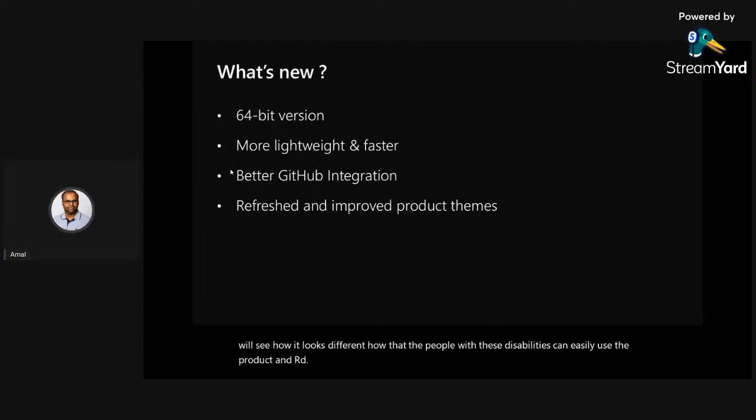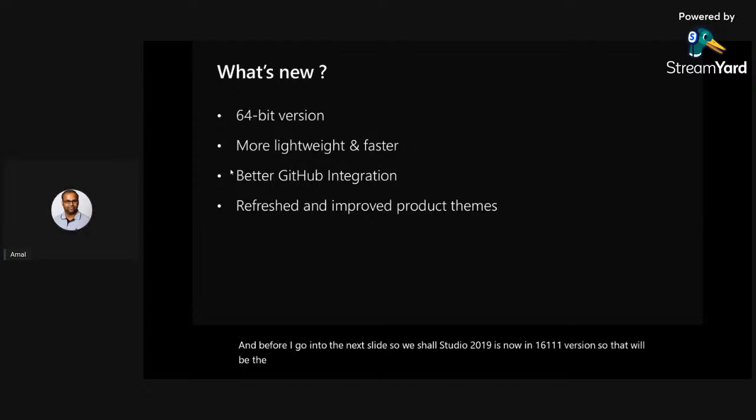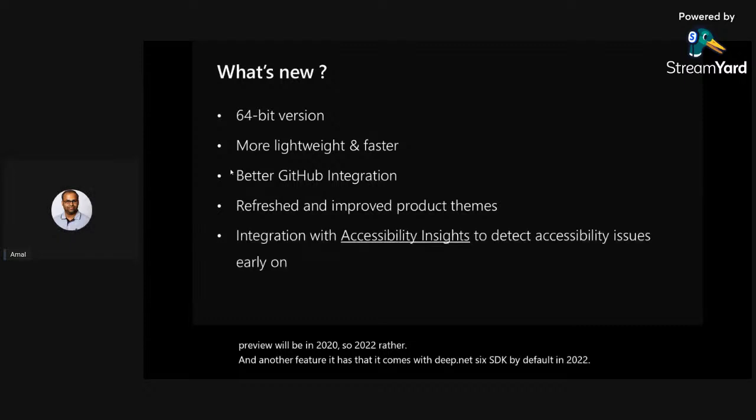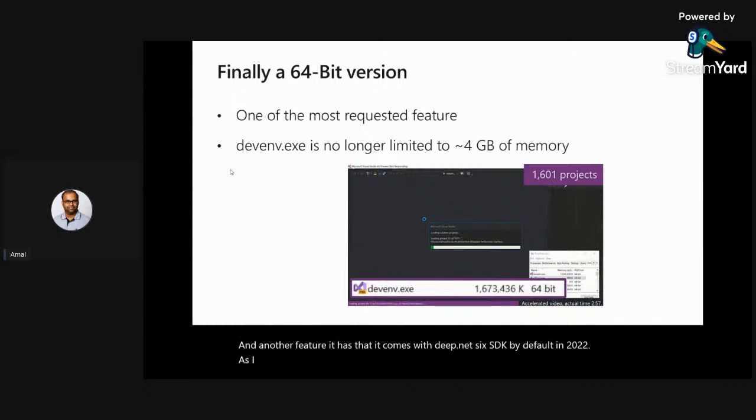Before I go to the next slide, Visual Studio 2019 is now at version 16.11. That will be the last update to Visual Studio 2019. Whatever new updates come in will be in the 2022 preview. Another feature is that it comes with the .NET 6 SDK by default in 2022. As I said, this was one of the most requested features.